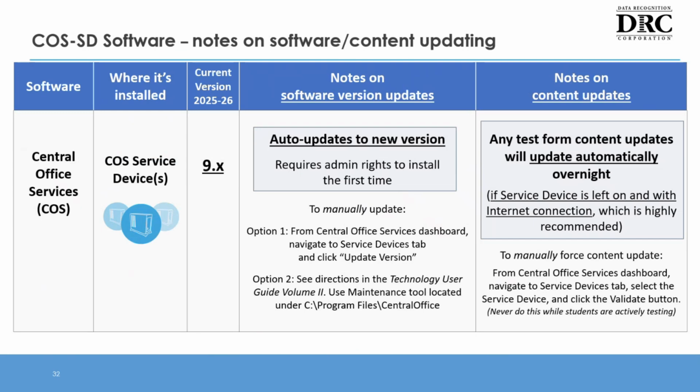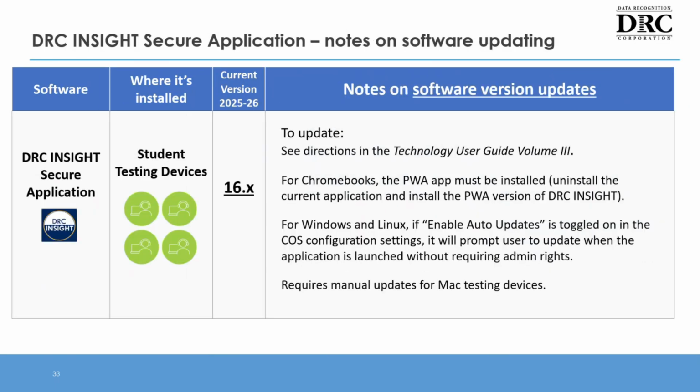This is information about software and content updates for the COS software on service devices. The software will auto-update to version 9, and you can also manually update it from the COS dashboard in the DRC Insight portal or by using the maintenance tool. Content updates are also automatic and happen overnight if the service device is left on and with an internet connection, which is highly recommended.